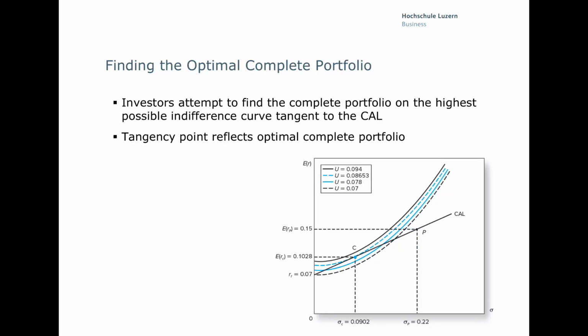As a next step, we can identify the highest possible indifference curve that still touches the capital allocation line. The resulting tangency point corresponds to the standard deviation and the expected return of the optimal complete portfolio. The graph reveals that the indifference curve U of 0.08653 is tangent to the capital allocation line. The tangency point corresponds to the complete portfolio that maximizes utility.